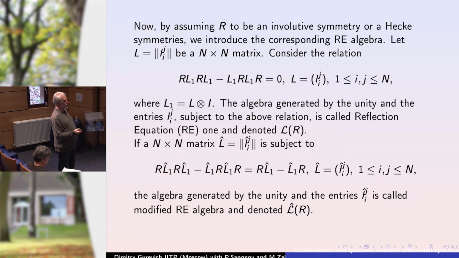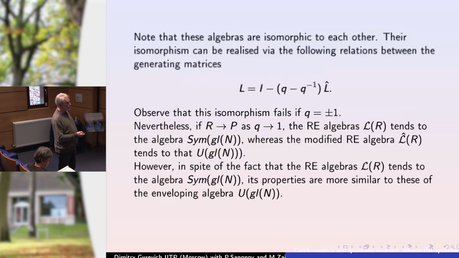And L1, as usual, is the matrix L composed from entries Lij multiplied by identity. And with this algebra, it's necessary, of course, to check that this algebra is well defined. So the dimensions of the matrices are good. And finally, it's possible to compose the second relation. This relation differs a little bit from this one, because here we have 0 in the right-hand side, and here we have a linear term. On the left-hand side, we have quadratic terms, and here we have linear terms. I denote this algebra in the same way, but hatted: L hatted. And we call it modified reflection equation algebra.